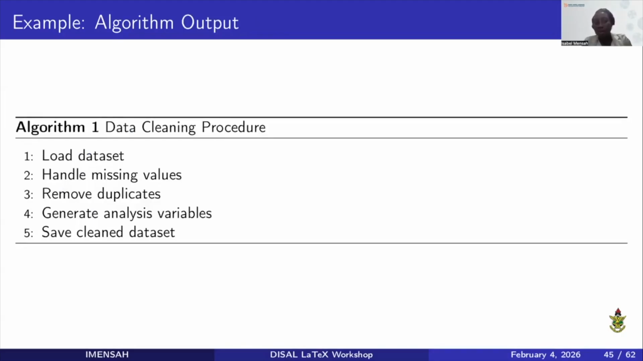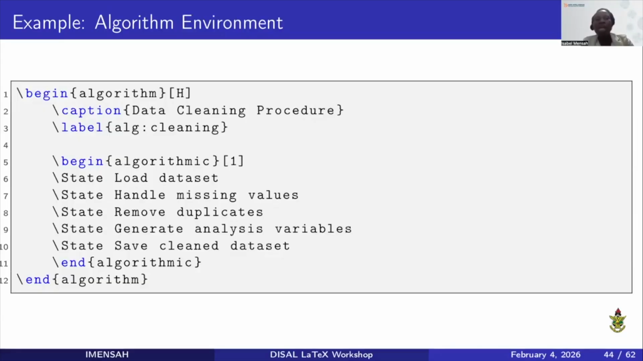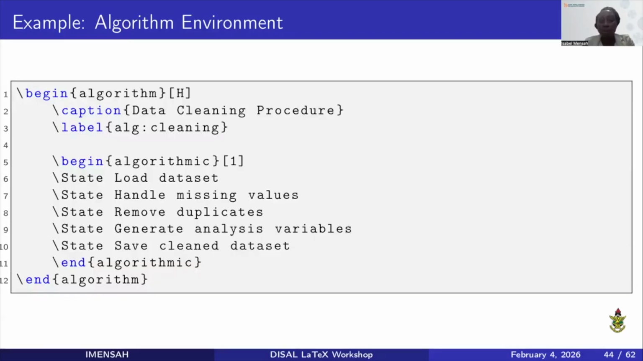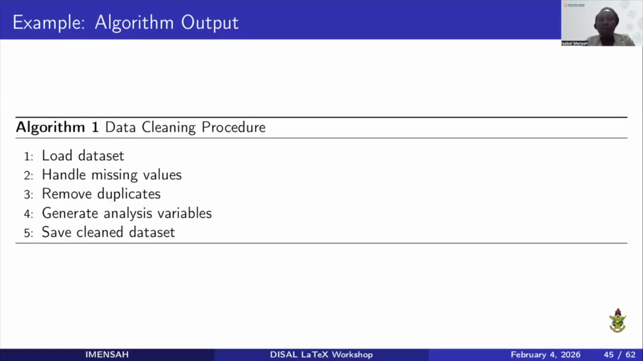We see Algorithm 1. Automatically, it numbers it for us. The caption we gave to it was Data Cleaning Procedure. We didn't specify anywhere that this was Algorithm 1. But when we run it, this is the first algorithm that we have run. So it gives us Algorithm 1, and the name is the Data Cleaning Procedure. And it gives us the step-by-step approach in cleaning the data.